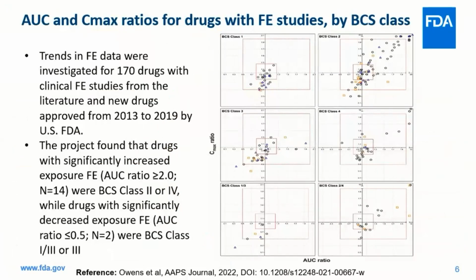In a recent collaborative research with the University of Washington, we investigated whether there is a trend in food effect based on BCS classification of drugs. We investigated 170 drugs with clinical food effect studies from the literature and the new drugs approved from year 2013 to 2019. The project found that drugs with significantly increased exposure food effect were BCS class 2 or BCS class 4 drugs, while drugs with significantly decreased exposure food effect were BCS class 1 or 3 drugs.